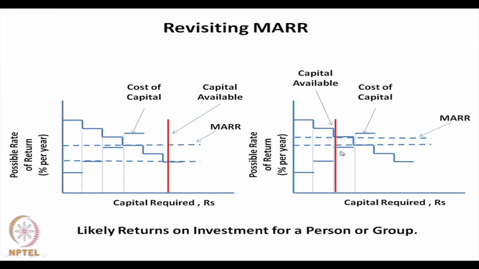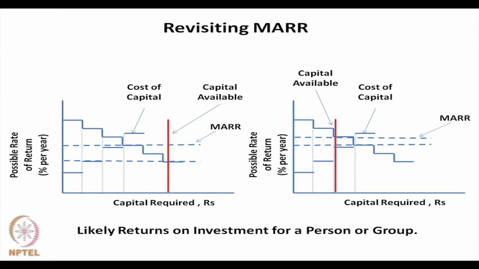From the cost of capital point of view, he could have taken even project 3, but he does not have sufficient capital with him, he does not want to take more than this. So, in this case this would be the MARR. From cost of capital point of view, this would have been the MARR. The higher of the two is the minimum attractive rate of return for this investor.